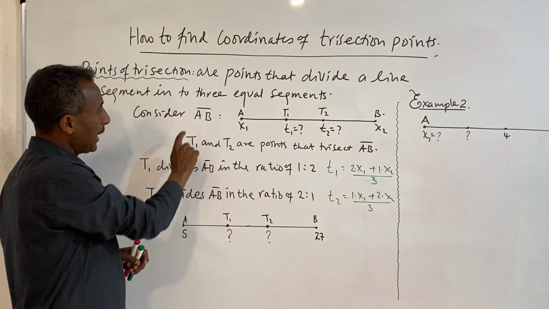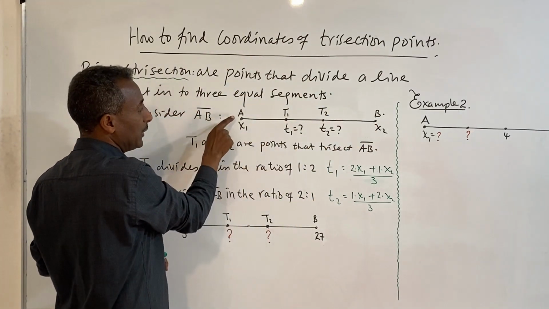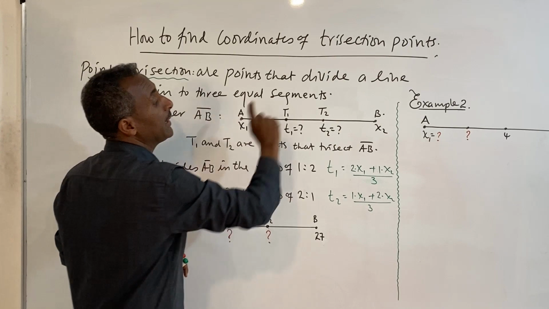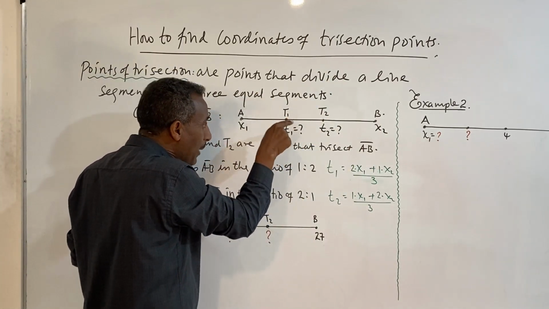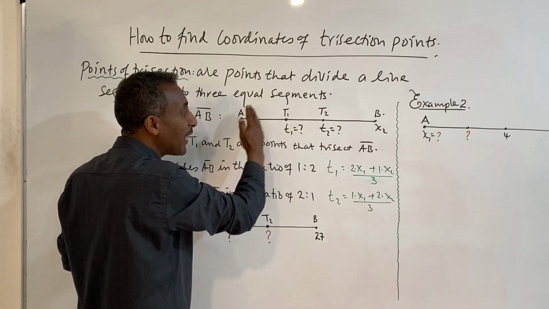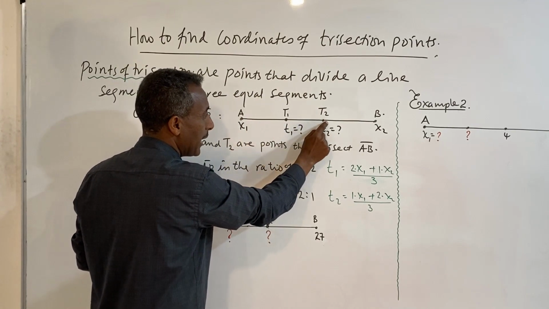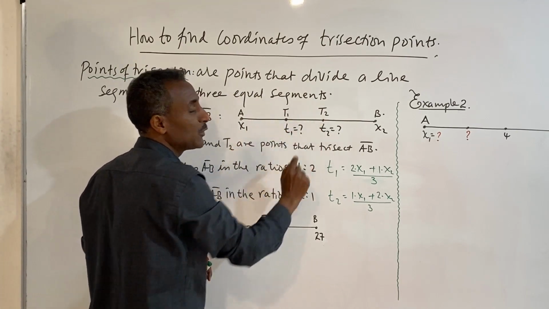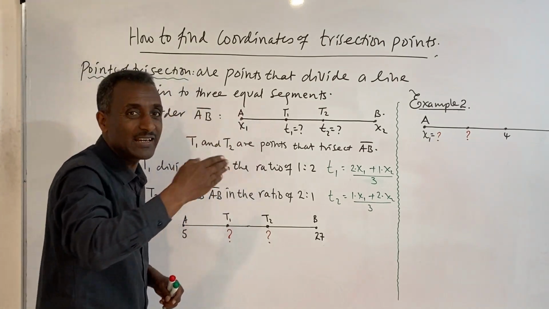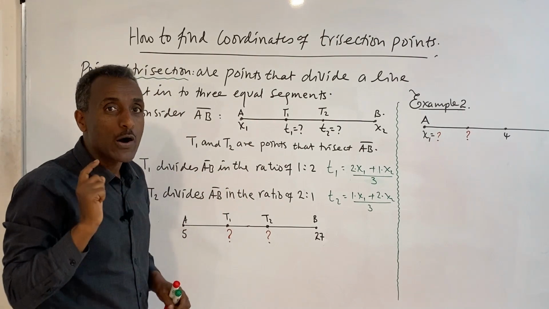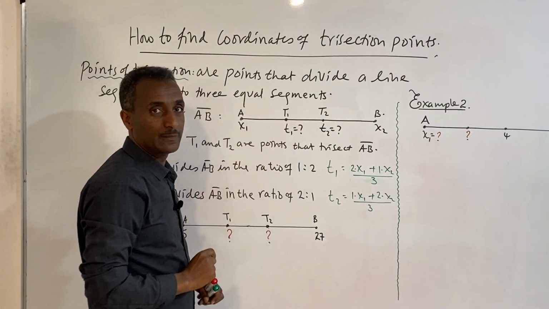Consider AB. AB is a line segment. A coordinate x1 አለች የB coordinate x2 ትባላለች። So there are two more points between A and B that divide AB into three equal parts. Point 1 and point 2. These 2 points are called points of trisections because they divide AB into three equal parts. So our purpose is to find the coordinates of these 2 points of trisections.